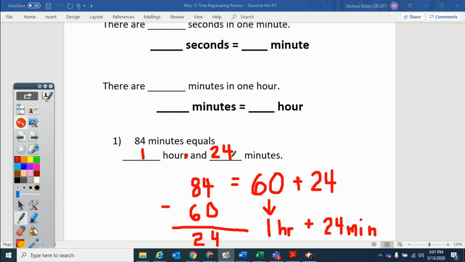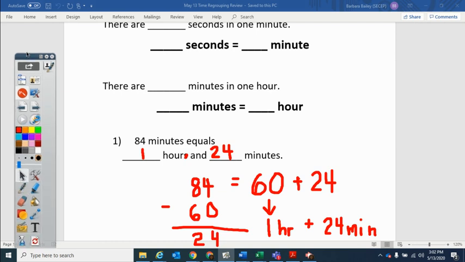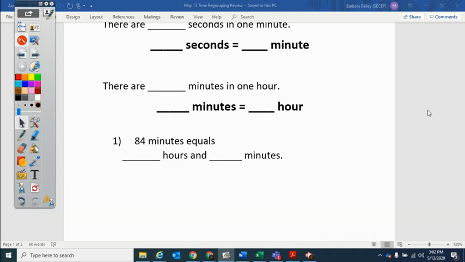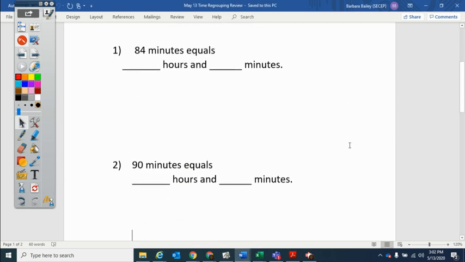Okay, so that's what I mean by regrouping with time, that we can change minutes into hours and minutes, or vice versa. I could take hours and minutes and change them back into just minutes. All right, so I'm going to erase this and scroll down to the next problem. Okay, number 2.